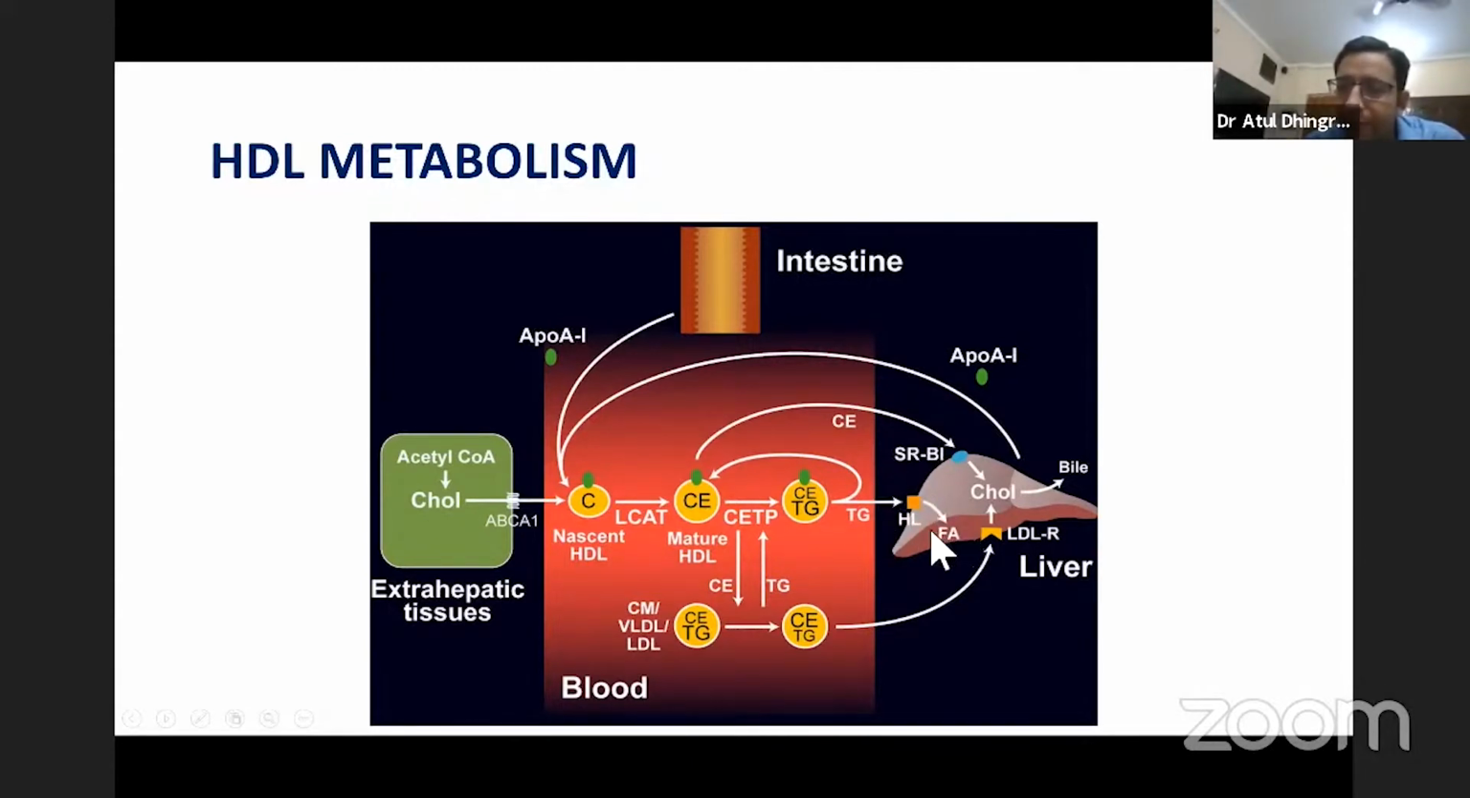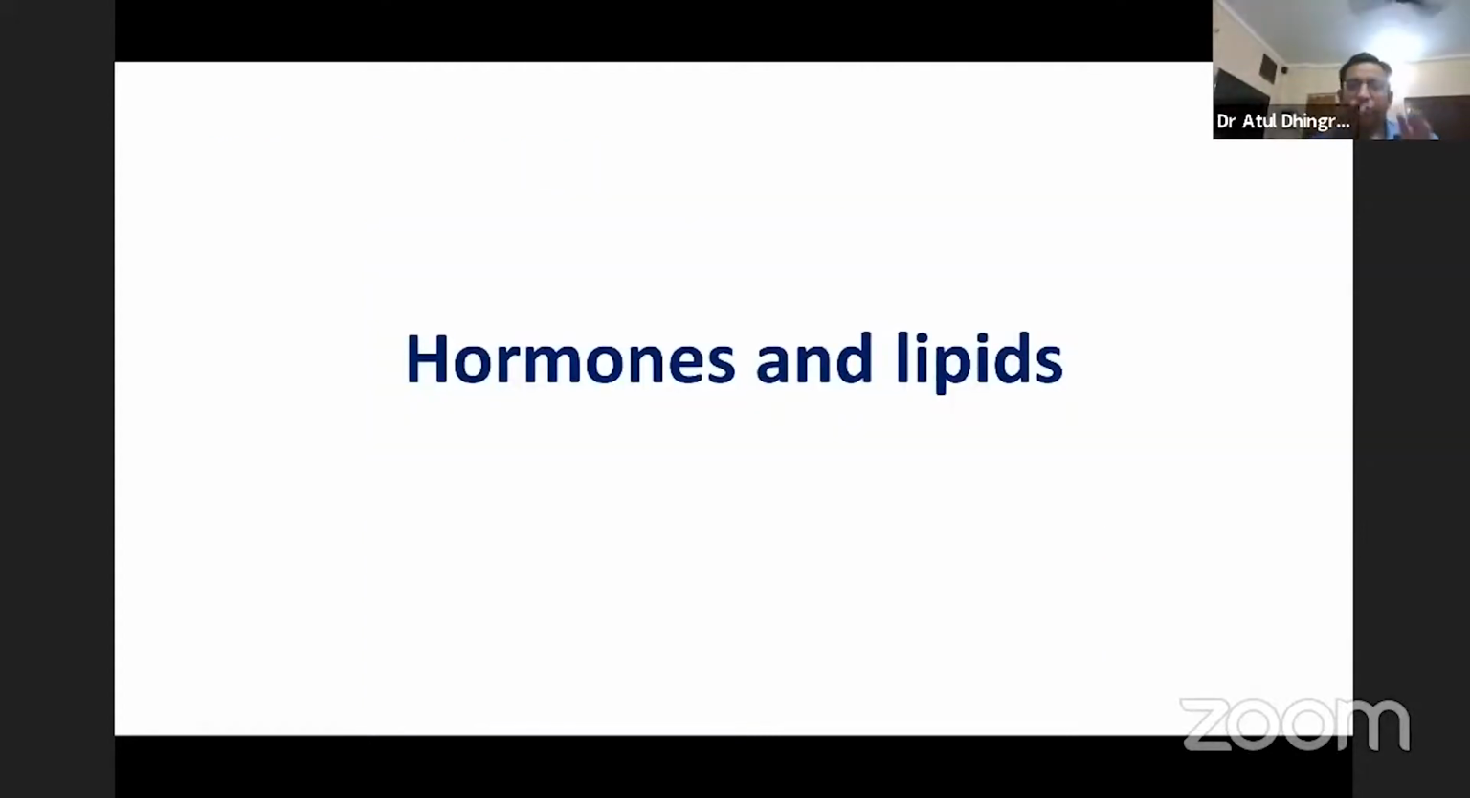hepatic lipase, and the free fatty acids are then utilized by the liver for formation of cholesterol or for formation of bile. Again, these mature HDL particles can be directly taken up by the liver with the help of this molecule, which is also known as SRB1. So the HDL pathway is the pathway from which the cholesterol formed in extrahepatic tissue is transported back to the liver for synthesis of bile or for synthesis of cholesterol. So this is what HDL does in the body. So this was the basics of lipid metabolism.